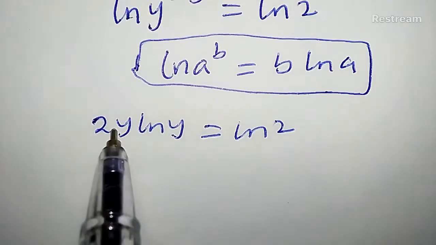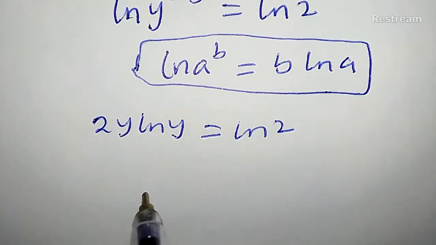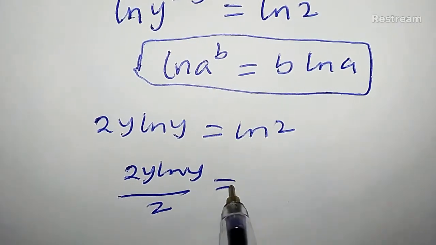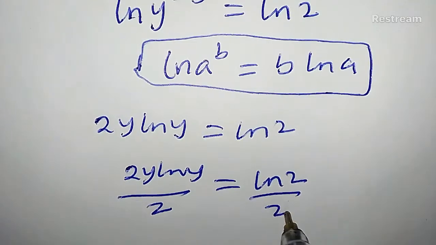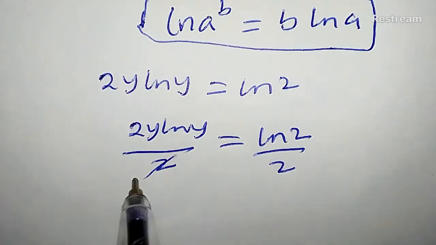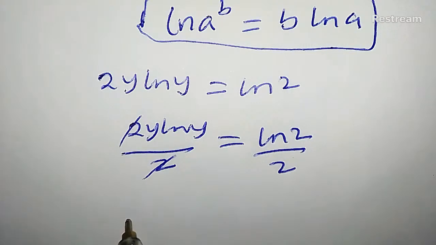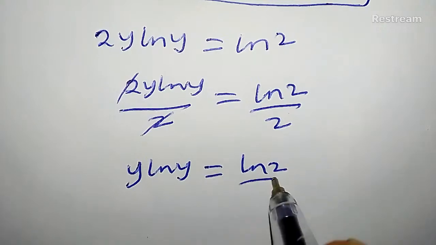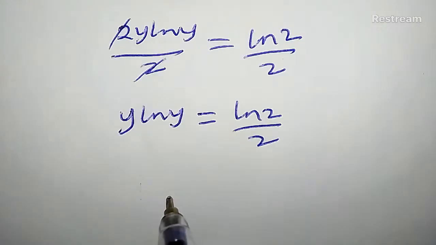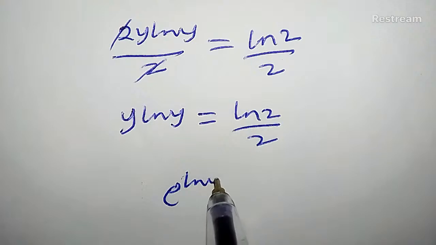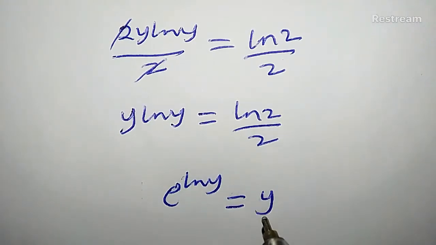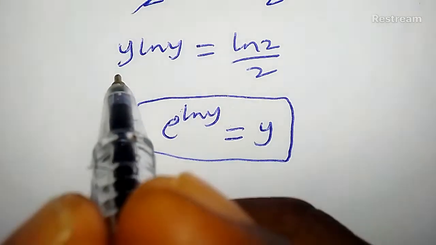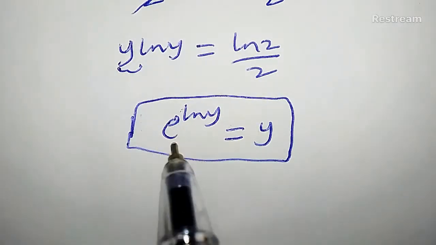Let's proceed further. Dividing both sides of this equation by 2, we're going to have 2y ln y over 2 equal to ln 2 over 2. It is very obvious that this guy cancels, so we are left with y ln y equal to ln 2 over 2. Recall that e to the power of ln y is simply the same thing as y. You should remember this. So we will replace this little y with this guy.